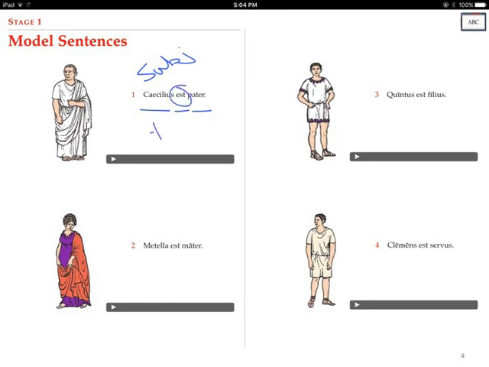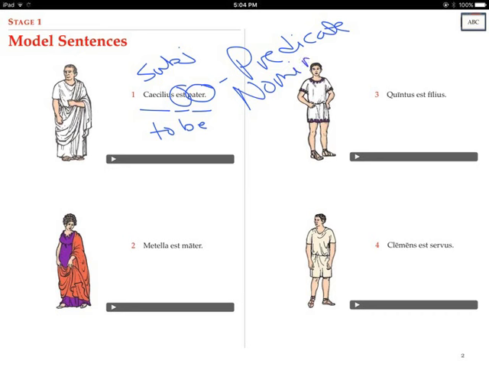Est is a form of the verb to be, it means is, and then pater is what's called a predicate nominative. And that is important because it's a nominative case word. It doesn't have an ending that denotes another case, but it's not the subject. A predicate nominative is something that comes after the verb to be. And because the verb to be is a linking verb, not an action verb, it doesn't take a direct object, it takes a predicate nominative.